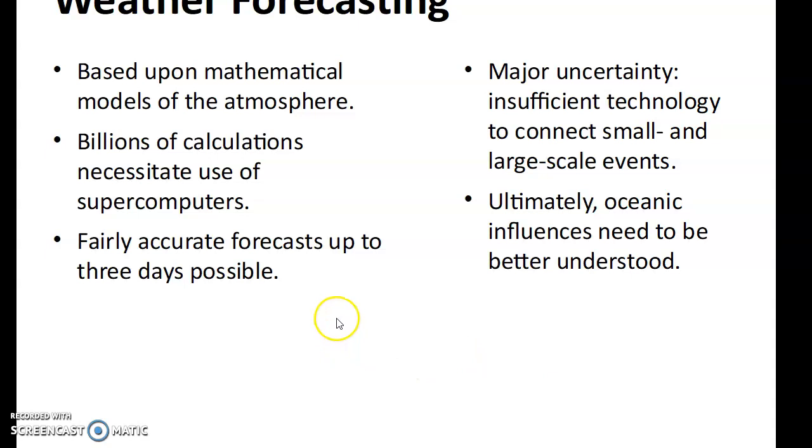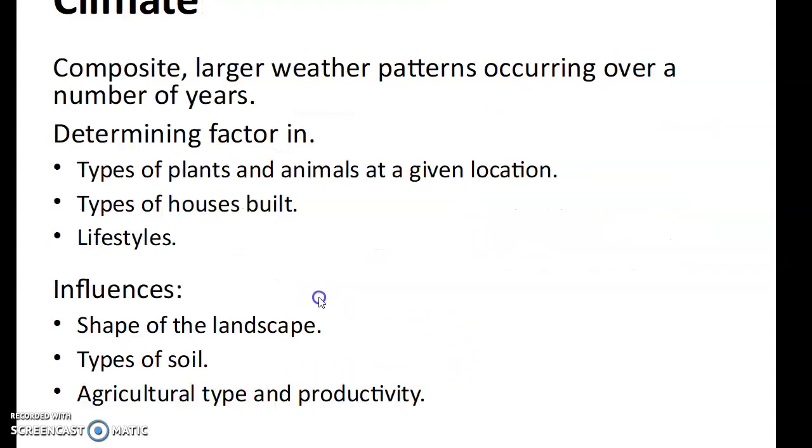Weather forecasting is based upon mathematical models of the atmosphere. Billions of calculations necessitate the use of supercomputers, right? Fairly accurate forecasts up to 3 whole days are possible. So for those trying to do it in terms of decades or centuries, I don't think the models are quite that good. Major uncertainty: insufficient technology to connect small and large-scale events. Ultimately, oceanic influences need to be better understood, and that covers 2/3 of the planet.